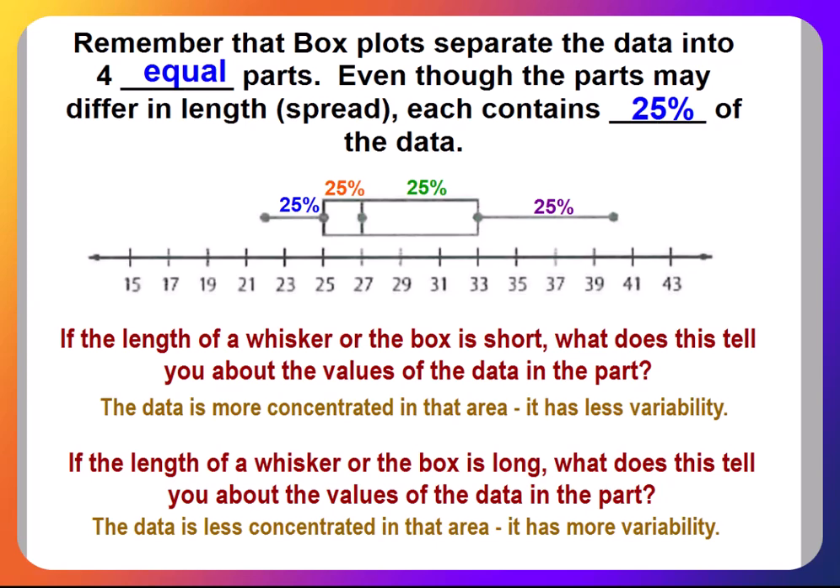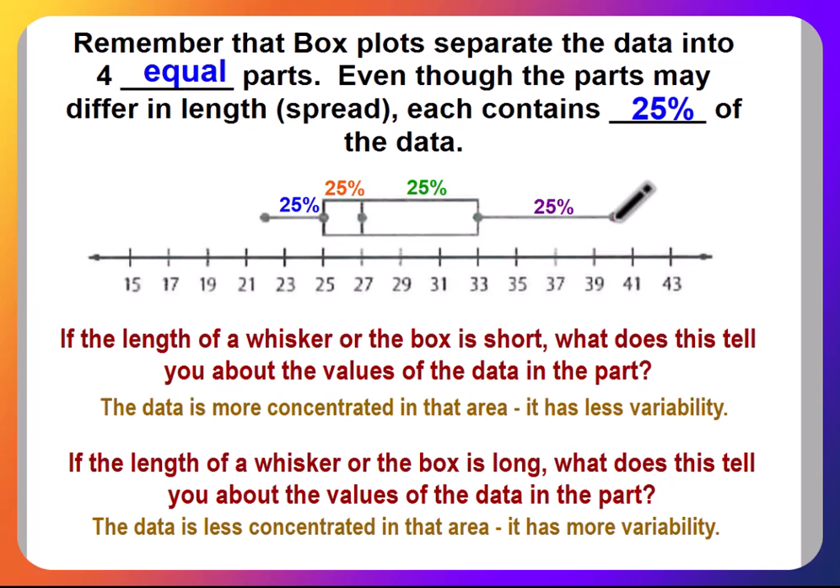So going from the minimum to quartile 1 is 25%. Going from quartile 1 to quartile 2, 25% of the data. From quartile 2 to quartile 3, 25% of the data. From quartile 3 to the maximum, 25% of the data. Okay? It doesn't matter how big that range is. It has 25% of the data.